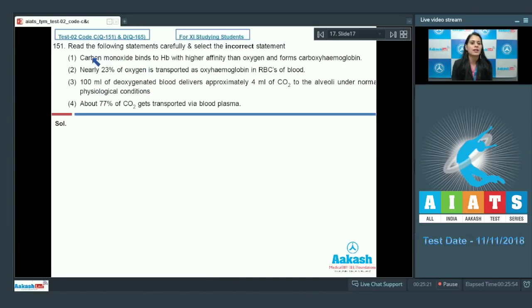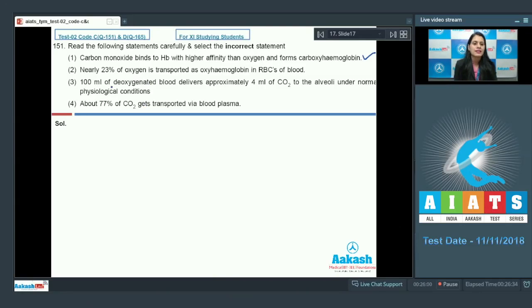Question number 151. Read the following statements carefully and select the incorrect statement. The very first statement given is carbon monoxide binds to hemoglobin with higher affinity than oxygen and forms carboxyhemoglobin. And this is a correct statement because carbon monoxide binds with hemoglobin 250 times stronger than oxygen and forms carboxyhemoglobin.